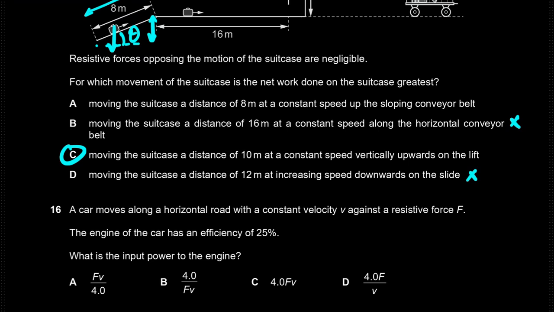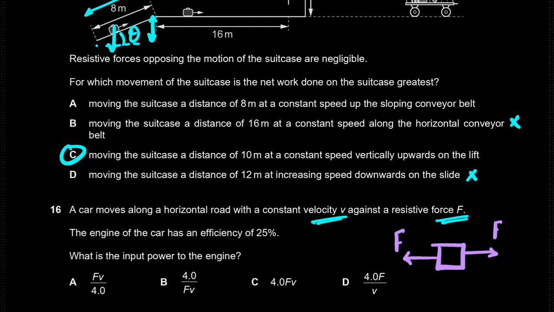A car moves along a horizontal road with a constant velocity v against a resistor force F. If it is moving at constant velocity versus the resistor force F, this means that whatever driving force it produces is equal to this. So if this is F, this is also F. The engine of the car has an efficiency of 25%. What is the input power to the engine?